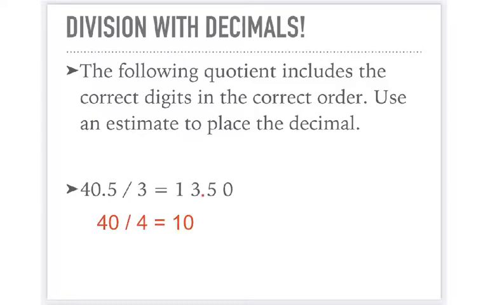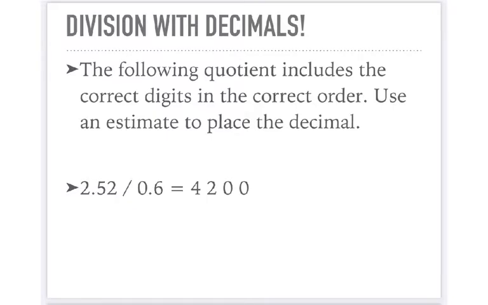Hopefully you would have estimated 40 divided by 4 equals 10. And if 10 is my estimate, then the decimal would have to go 13 and 5 tenths, or 13 and 50 hundredths, right? Because 10 and 13 are close. It wouldn't be 1 point something. It wouldn't be 135. It's certainly not 1,000. 13 is very close to 10, so that answer makes sense. Let's try another one.